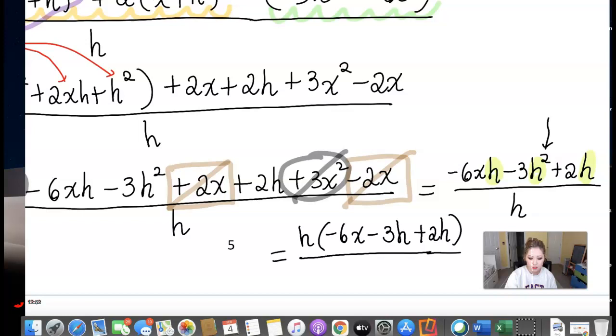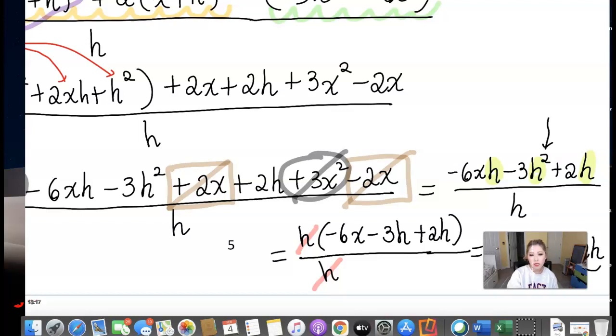Close the parenthesis. And guess what? That h that we just pulled out, what can happen to that? It's going to cancel out. Therefore, your simplified difference quotient is negative 6x minus 3h plus 2h. Oopsie, sorry. Plus 2.